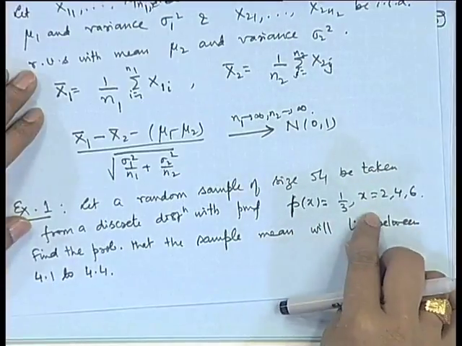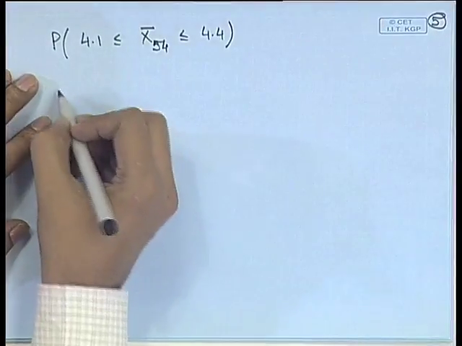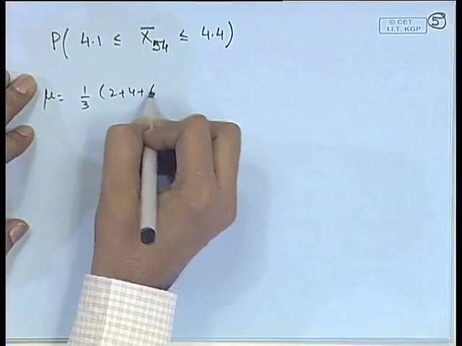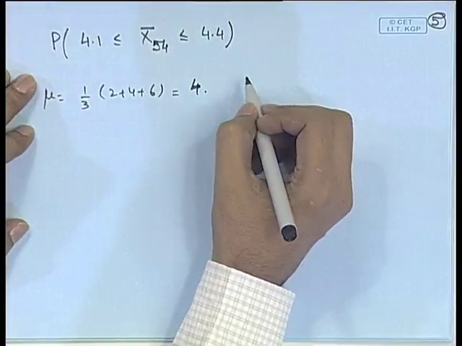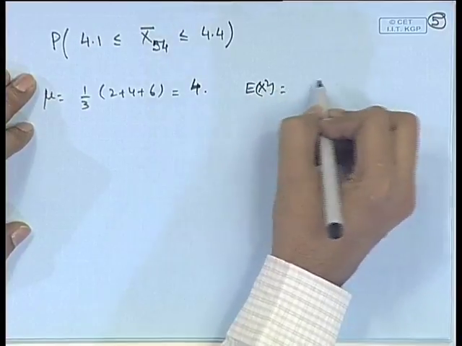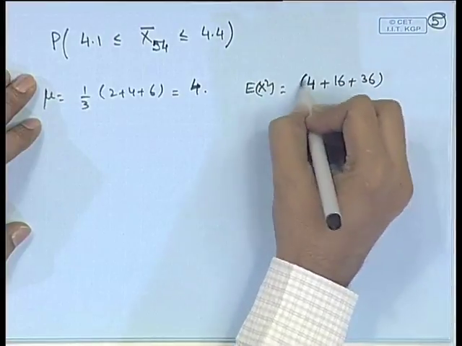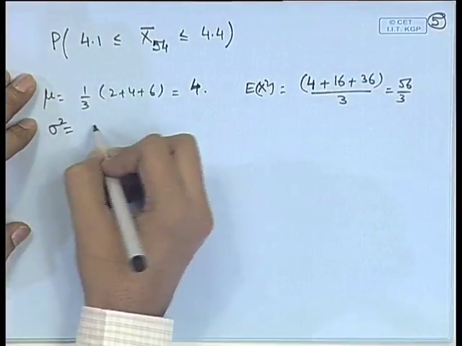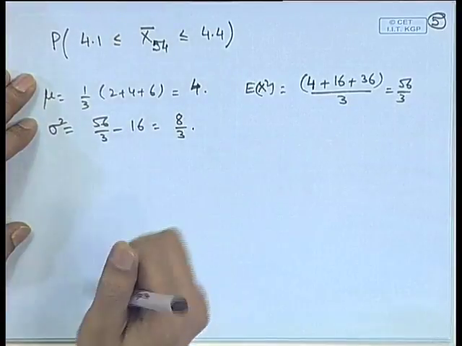Now, this is a discrete uniform distribution centered at 2, 4 and 6. So, if you look at the mean of this one, mu is 1 by 3 times 2 plus 4 plus 6, that is equal to 4. And if we look at the variance, we can check the expectation of X square, that is equal to (4 plus 16 plus 36) by 3, that is 56 by 3. So, variance of X is 56 by 3 minus 16, that is 8 by 3.